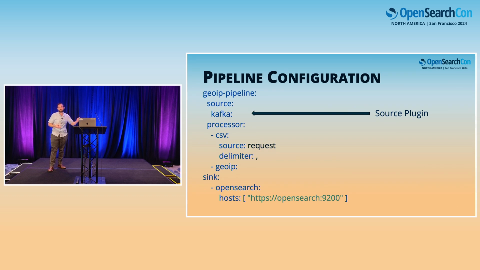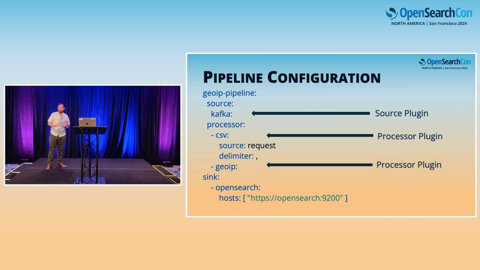This Kafka source is defined as a plugin. And so just like our team wrote the Kafka source as a plugin, you could also write your own source and make it available in this YAML that our pipeline authors use. The CSV and GeoIP processors are also plugins. And then finally, OpenSearch is a sink plugin.